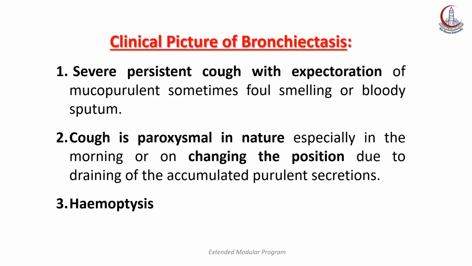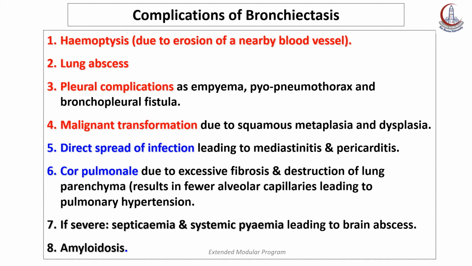The patient also can complain of hemoptysis due to ulceration of the lining epithelium of the bronchi and bronchioles. The complications of bronchiectasis. The first complication is hemoptysis due to erosion of the nearby blood vessels. Another could be lung abscess due to secondary infection and localized suppurative inflammation.